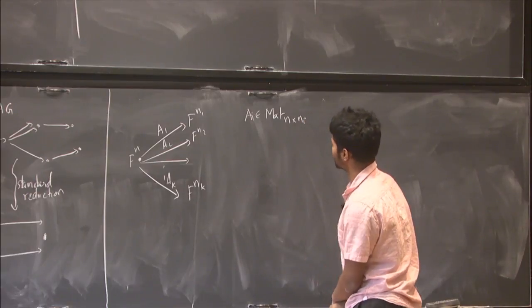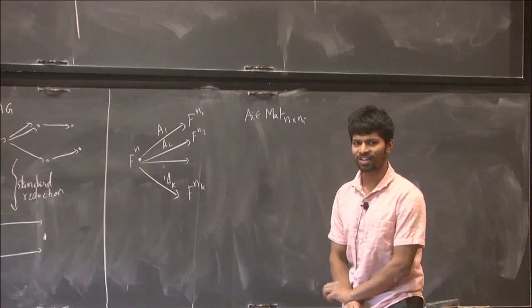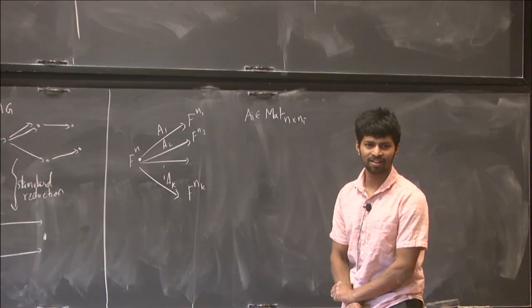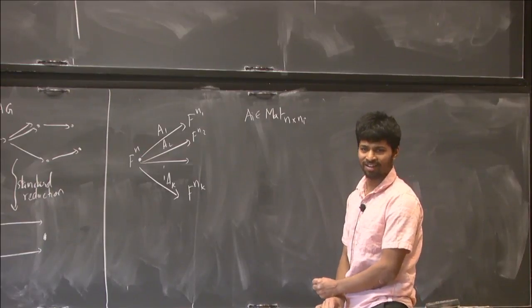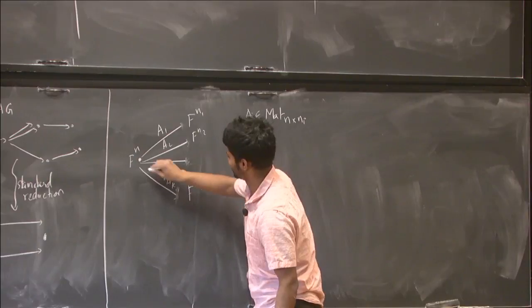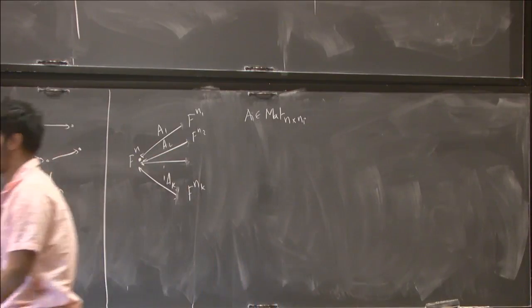Did I get this right, or do I go the other way around? Is it ni cross n or n cross ni? Ni cross n. It's multiplying on the right. So it's ni cross n? Okay, so then I want n cross ni, so I will switch the arrows. Yeah, whatever I need.